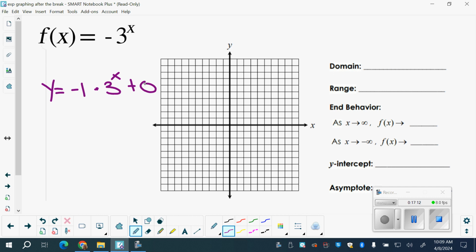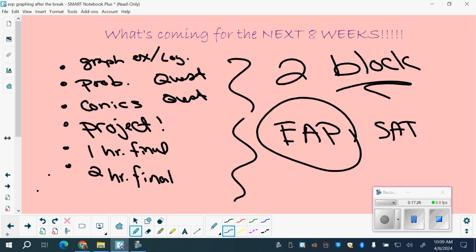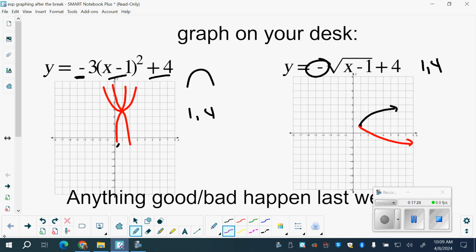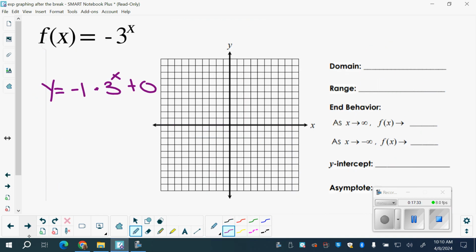That's going to change your intercept. It's going to make this whole problem really interesting. We're going to do it together because what this negative does is it takes our regular graph, flips them over, just like we did back here. Remember how we flipped them upside down? Same thing is going to happen. We're going to flip this guy.